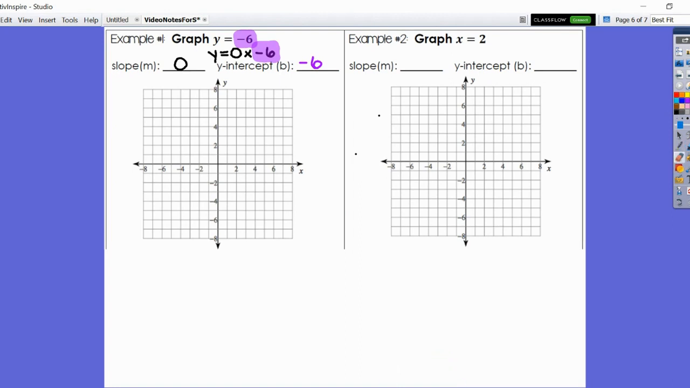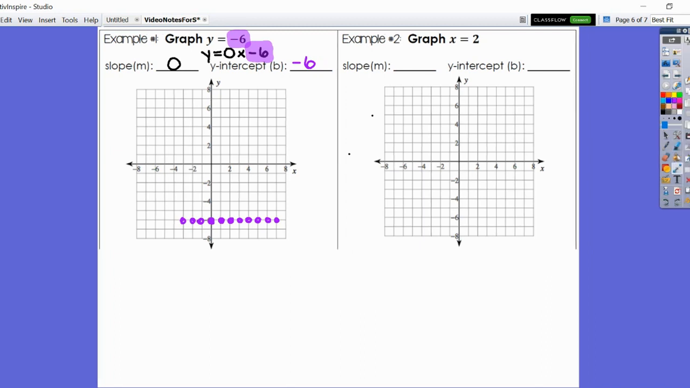So what I do is I plot points here that are at -6. So I go down to -6 and I do a slope of 0, which is up 0, but I can go over every time my y value is -6 here. I connect all these points with a nice straight line to give me my final answer.